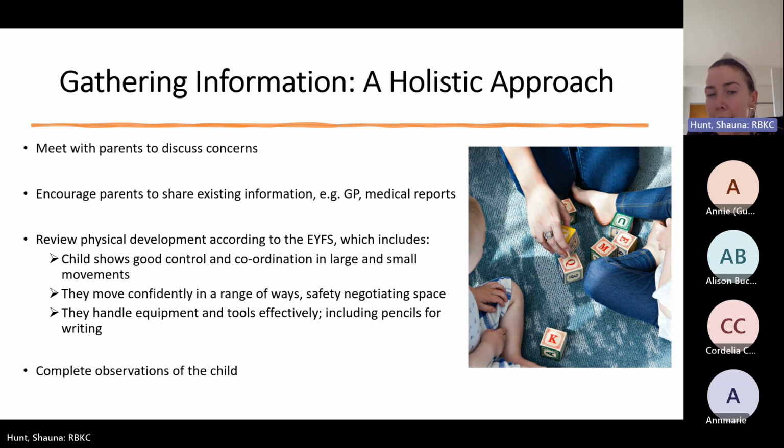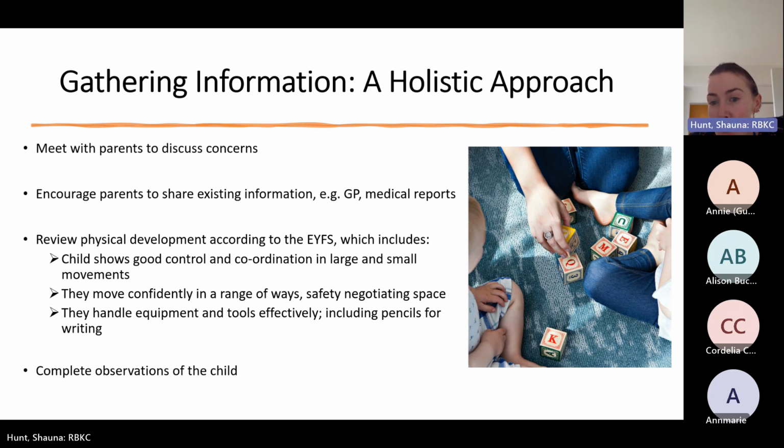Encourage parents to share existing information, whether that's reports from the GP, medical or therapy reports, or a progress check from the health visitor, because the more information you have, the more you're going to be able to understand the child's needs and make any adjustments required.